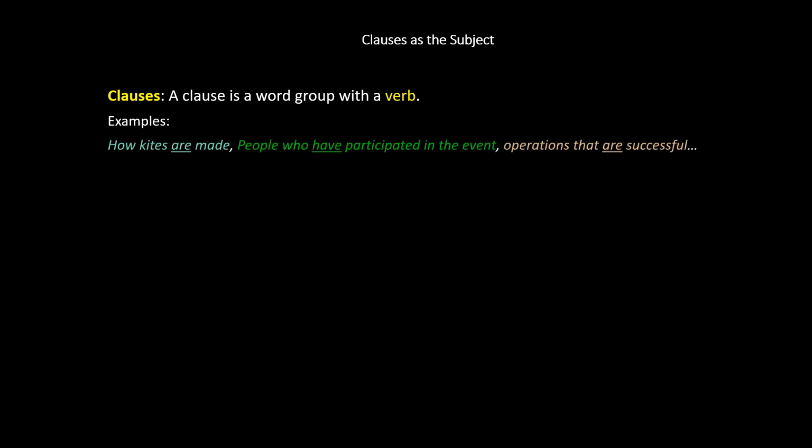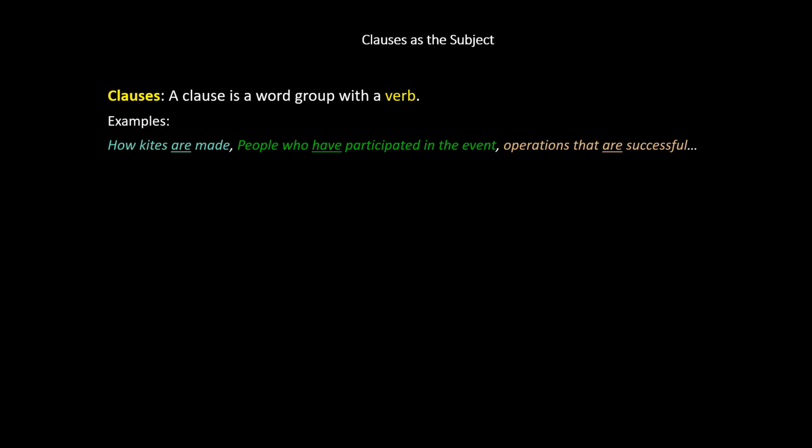However, a clause has a verb which the phrase doesn't. So this is the major difference between the clause and the phrase. Look at the examples. How kites are made. People who have participated in the event. Operations that are successful. In all these word groups, the underlined words are verbs. Thus, these are clauses.